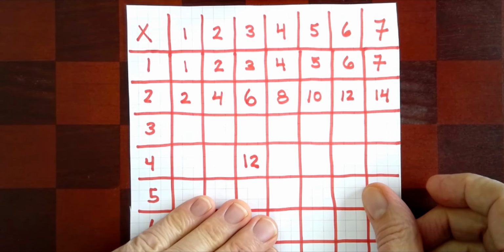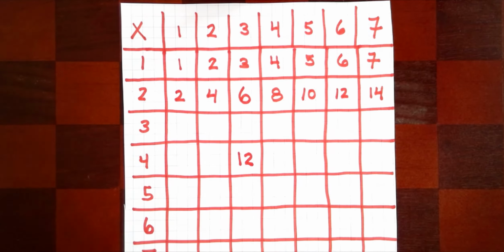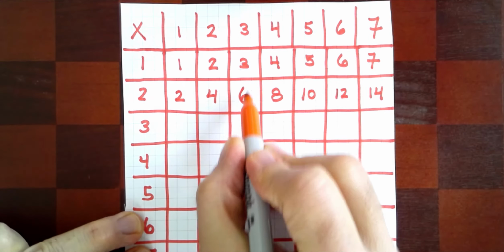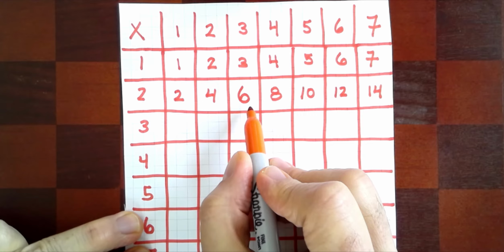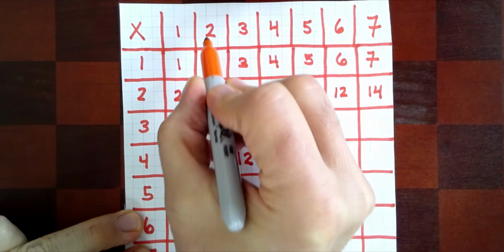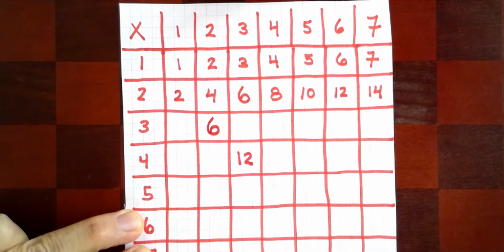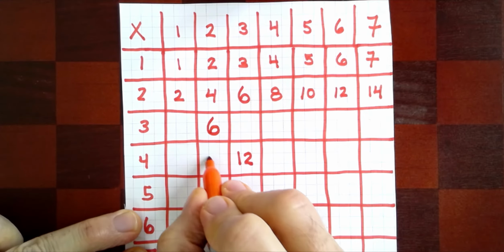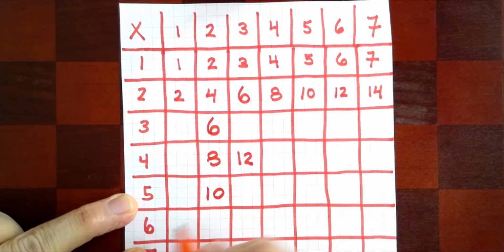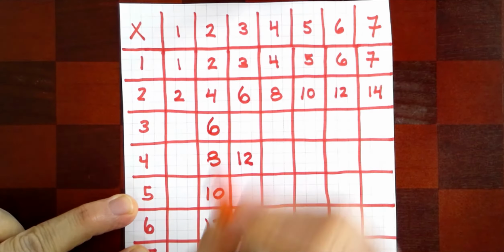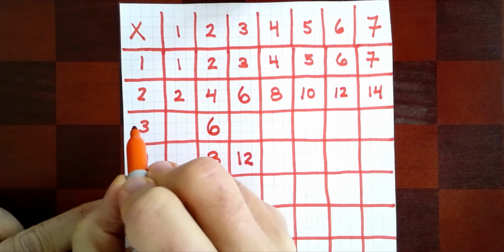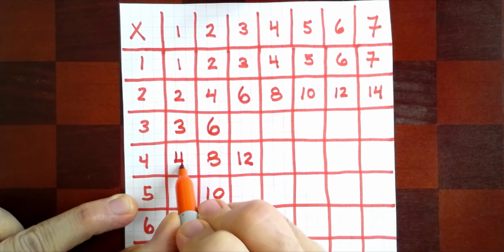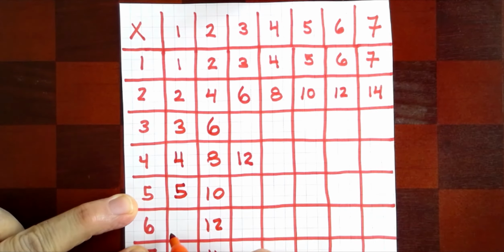So that means when I do my multiplication table, if I know that 2 times 3 is 6, then that must be the same as 3 times 2, which is also 6. So that also means that any number times 2 is the same as doubling it. So 4 times 2 is 8, 5 times 2 is 10, 6 times 2 is 12, 7 times 2 is 14, 3 times 1 is 3, 4 times 1 is 4, 5 times 1 is 5, 6 times 1 is 6, 7 times 1 is 7.